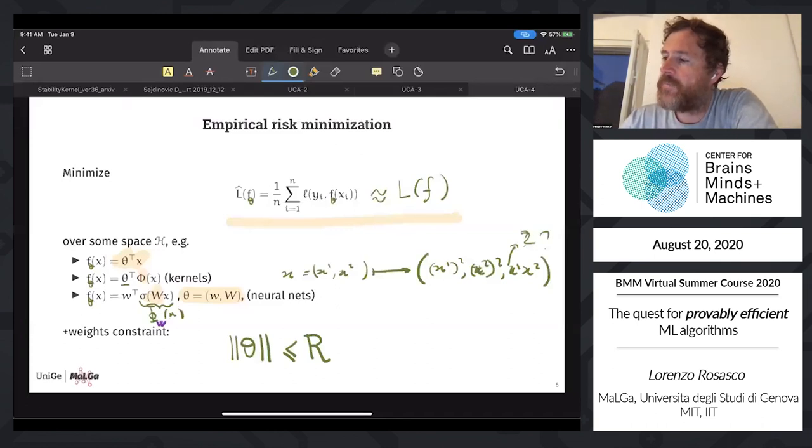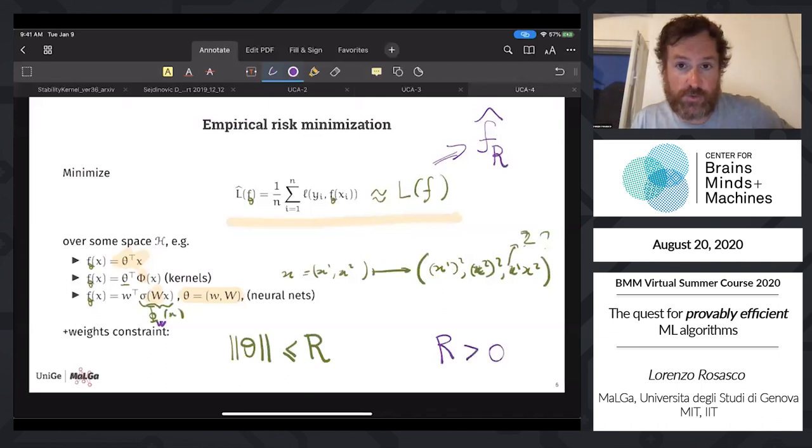Notice that once I set up this framework, I have data, I have some kind of parametrization, I have some kind of weight constraints, and this whole machinery will produce some function that will depend on the data, and will also depend on the weight constraint parameter. And the question we want to ask is, how well will this work?